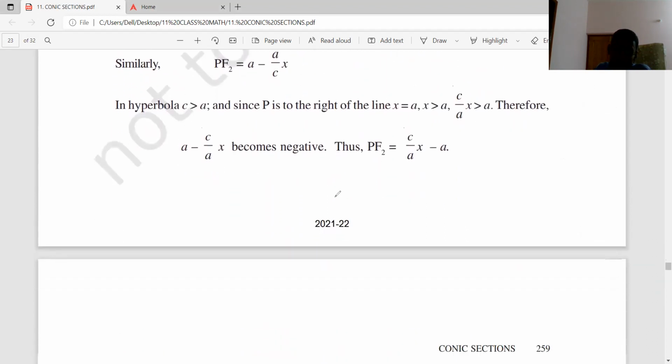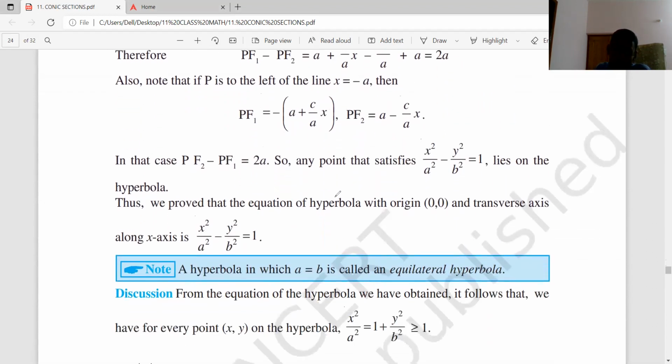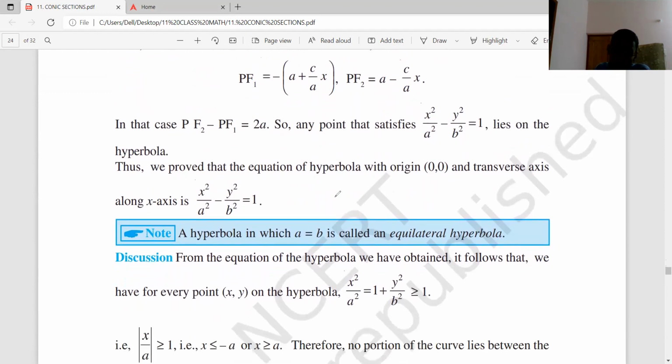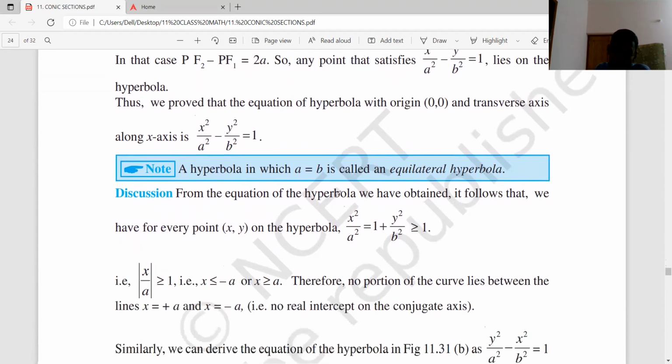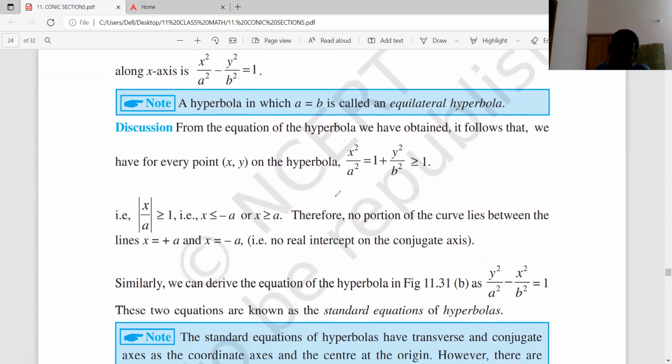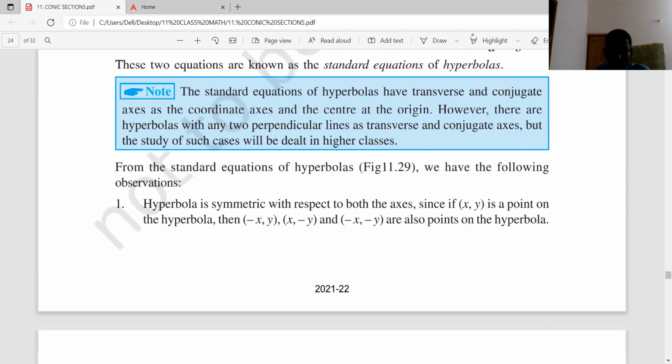Okay, this is what is again proved all this. And a hyperbola in which A equals B is called an equilateral hyperbola. A can be equal to B, A and B can be equal also. So that we can understand through the cone itself. One equilateral hyperbola is given. If A equals B, then it is an equilateral hyperbola.